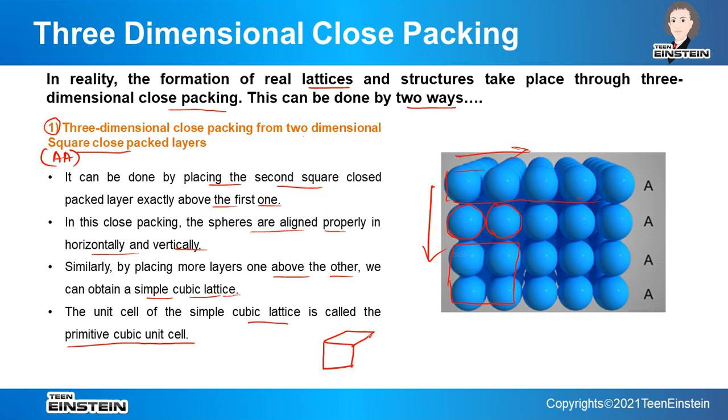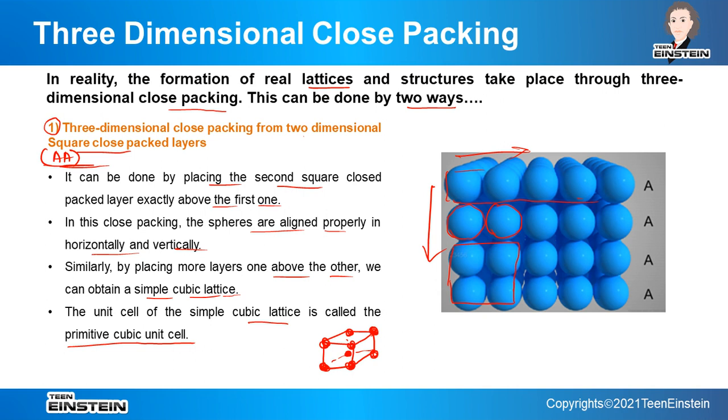In the primitive unit cell, there is presence of particles only at the corners. So total 8 corners. Okay. So remember, the primitive cubic unit cell is the unit cell of this type of three-dimensional closed packing, which we are making on the basis of AA type that we have already seen in the case of 2 dimension.